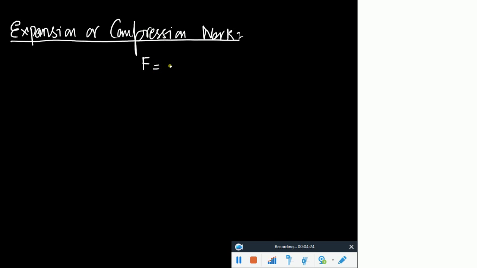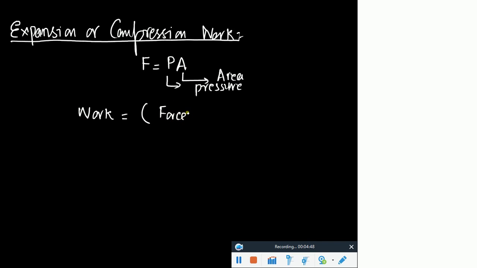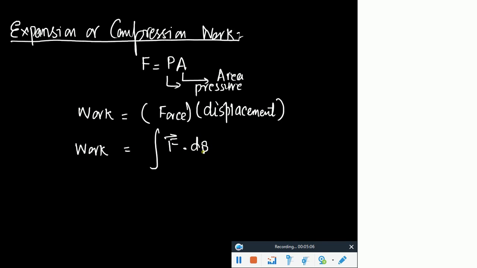So that force was equal to PA, where P is pressure and A is the area on which that pressure is exerted. Okay, if you want to find out work, what is the generic definition? You simply multiply force by displacement. And the real definition is that work could be described by this integral once it has gone from S1 to S2.